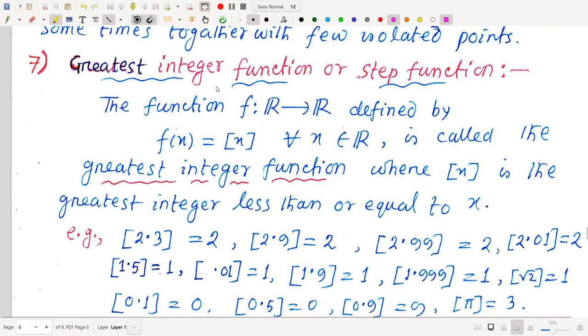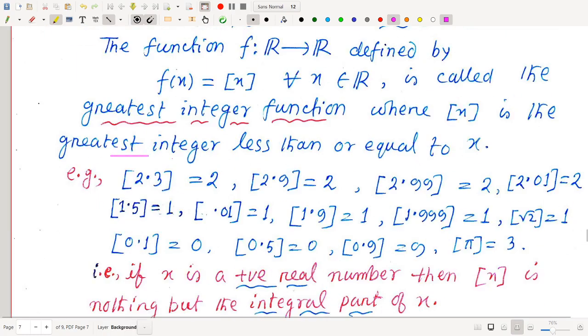Number 7, greatest integer function or step function. The function f from R to R defined by f(x) equals [x] for all x belongs to R is called the greatest integer function. What is the meaning of this [x]? So where [x] is the greatest integer less than or equal to x, means not exceeding x.